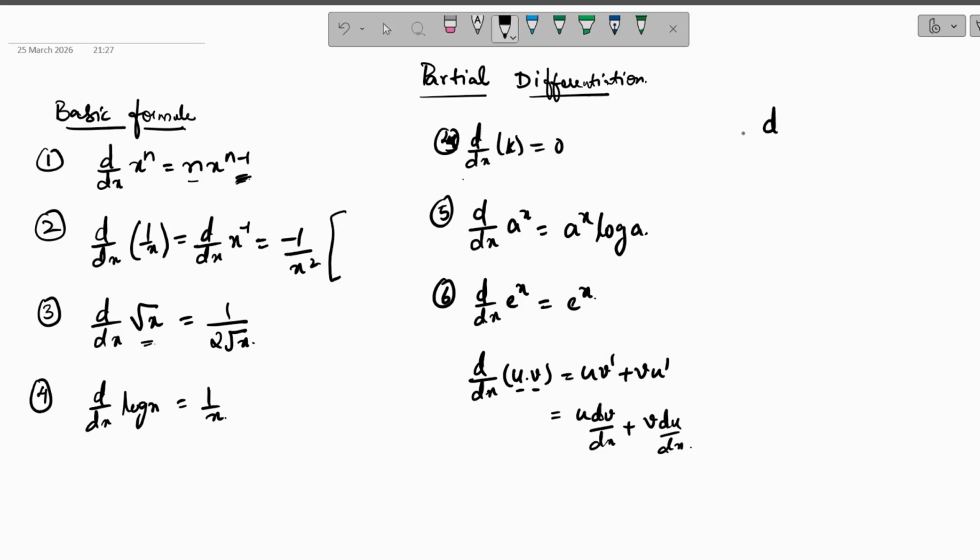Similarly, we have one more formula, differentiation of u by v. This is equals to v u dash minus u v dash divided by v square. Okay, these are the basic formulas of differentiation. Now, next we'll see differentiation of trigonometric functions.